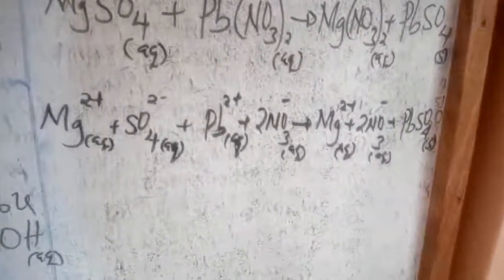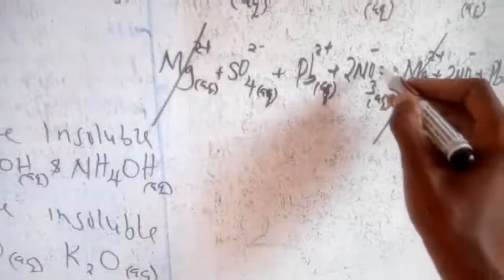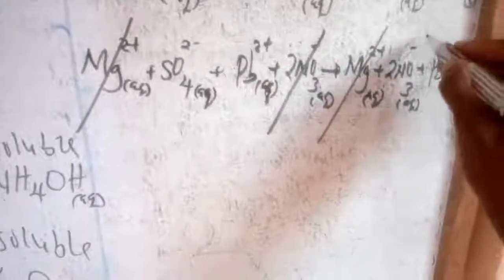Having said that, you are supposed to look at the ions which are similar on both sides, meaning that those ions did not take part in the chemical reaction. That is magnesium and magnesium. You can see I have cancelled them. Why? Because they were not involved in the chemical reaction. And also nitrate ions appear on both sides. I cancel them too, meaning that they were not involved in the chemical equation.